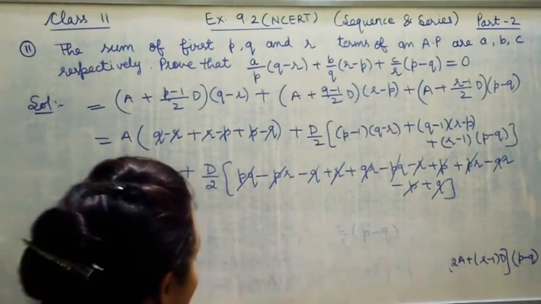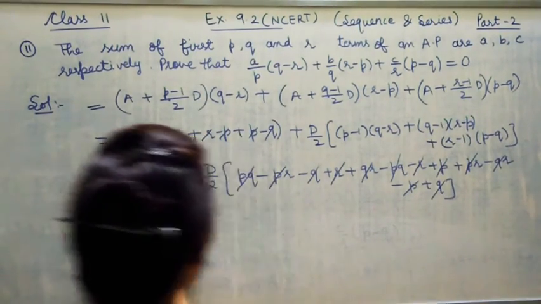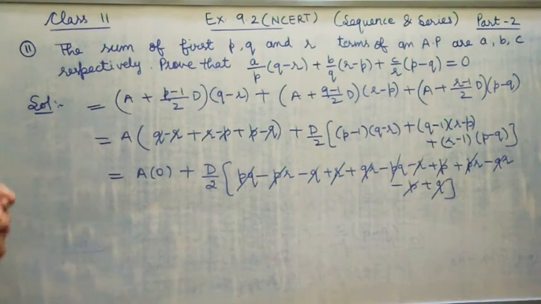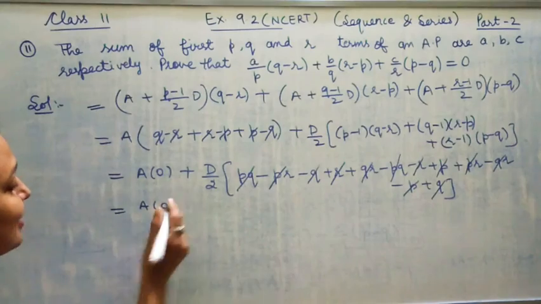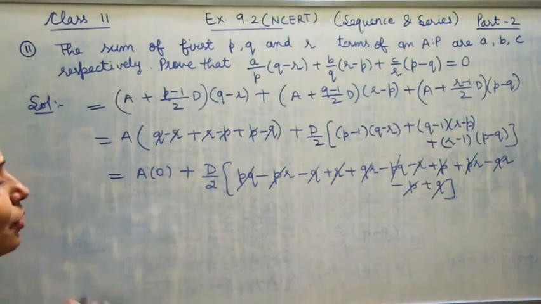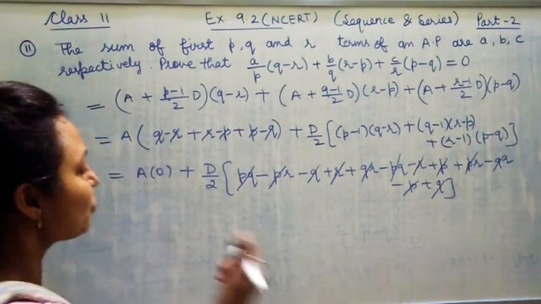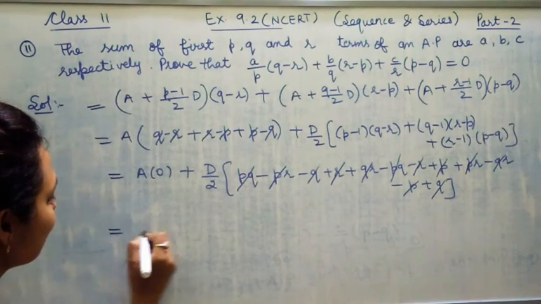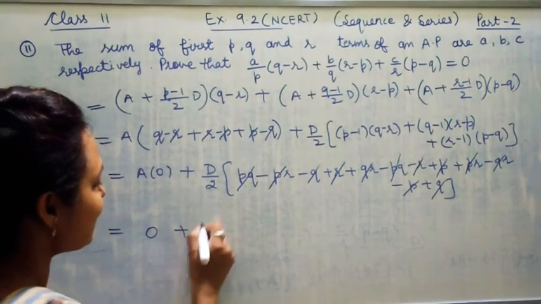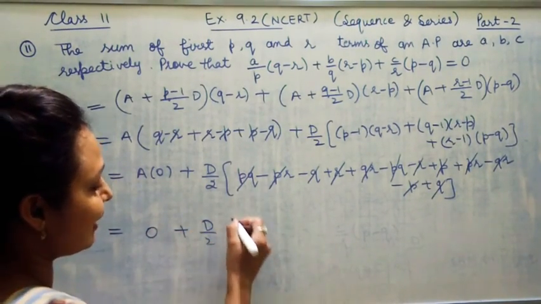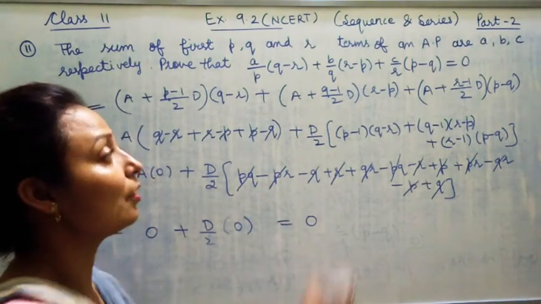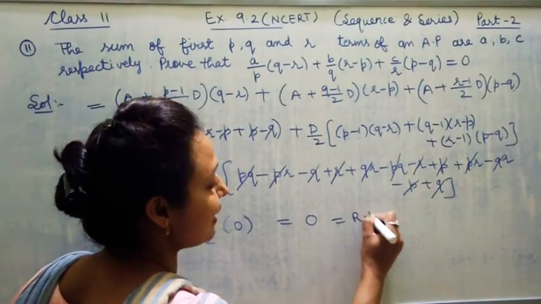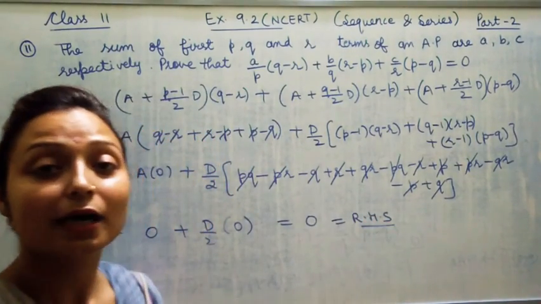Okay, so I will write each and every term. The value is equal to a into 0 plus that will be equal to 0. So no need to write twice. So this is equal to 0. I will write 0 plus d by 2 and inside the bracket there is a 0. So 0 plus 0, that is totally 0. That is your right hand side. So this is the way to solve the question.